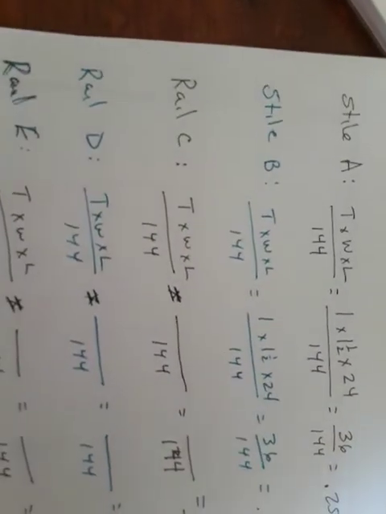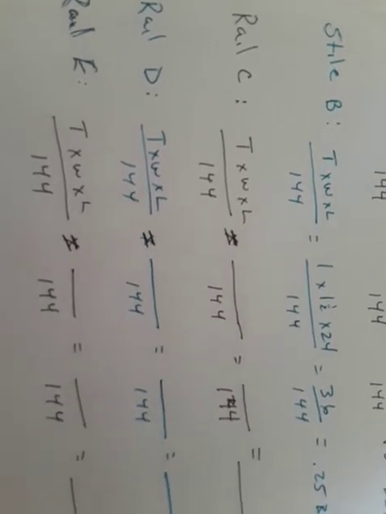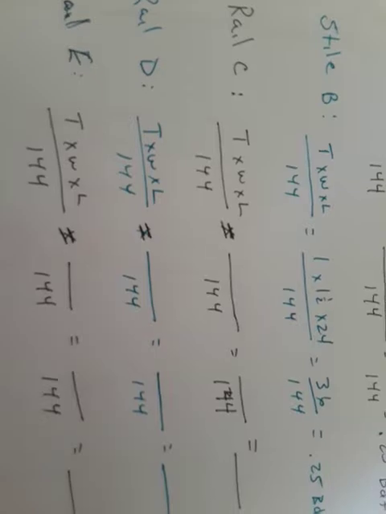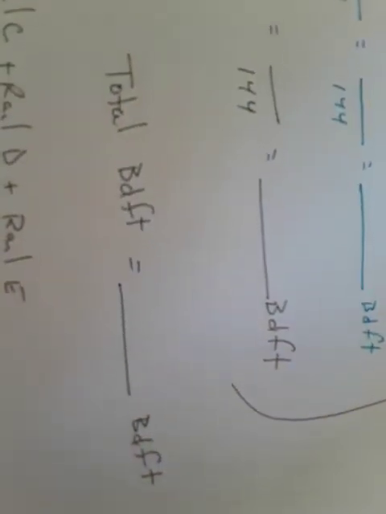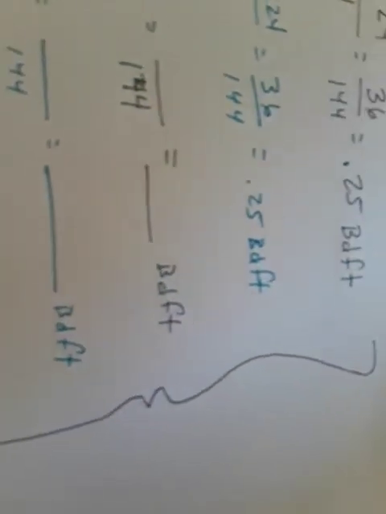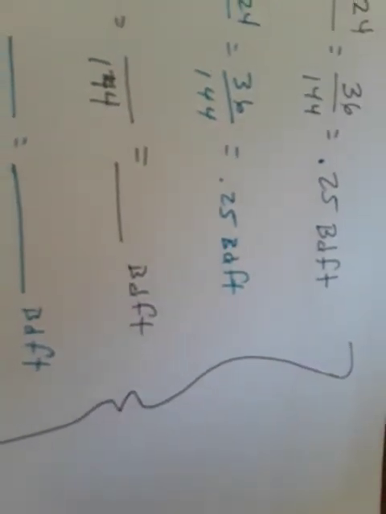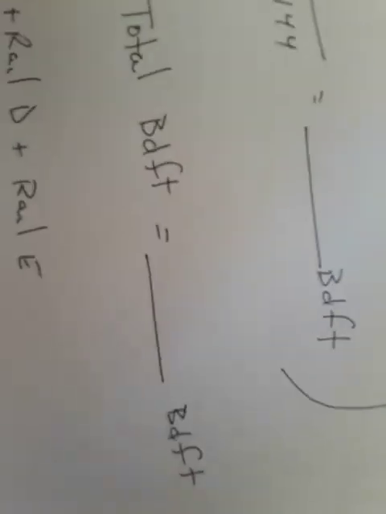All right, now moving on to rail C, D, and E. Obviously those 3 will be the same, but I want you to write those out. I kind of left the blanks, so to speak. You fill in the blanks to calculate, okay? And then ultimately, what is the total board feet? That will be the sum of each one of the components, style A, B, rail C, D, and E. So here's our formula. Total board feet is equal to style A plus style B plus rail C plus rail D plus rail E. And we're going to put that value right there. Okay?